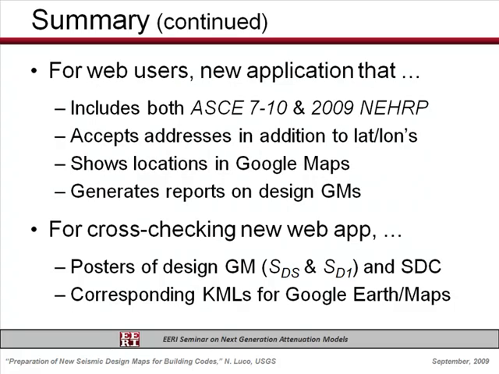And we've prepared these web applications that include ASCE 7 2010 and 2009 NEHRP, accept addresses as well as lat-lons, interface with Google Maps, and give you reports on design ground motions that you can just print out and use as a report in your design documents. And we've also prepared these new design maps for cross-checking purposes, in poster form and in both Google Earth and Google Maps forms.